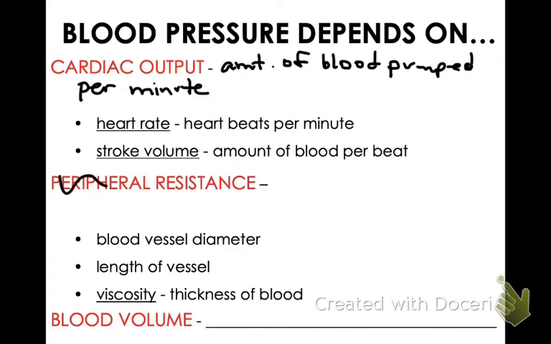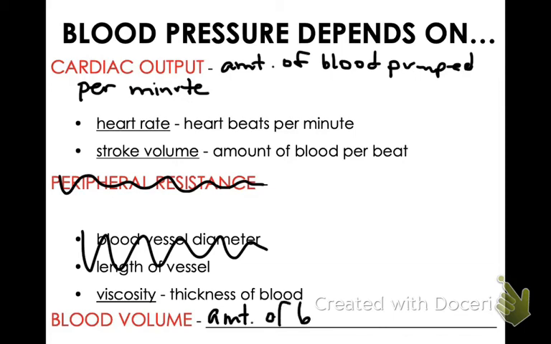Peripheral resistance we don't talk about too much, so I'm not worried about that. You could actually cross that off if you want. I don't ask anything on that on the test. Blood volume is just exactly what it sounds like. It's the amount of blood in your system at any given time. And so I think it's 5 to 6 liters in your body that an average person has, depending on an average adult.